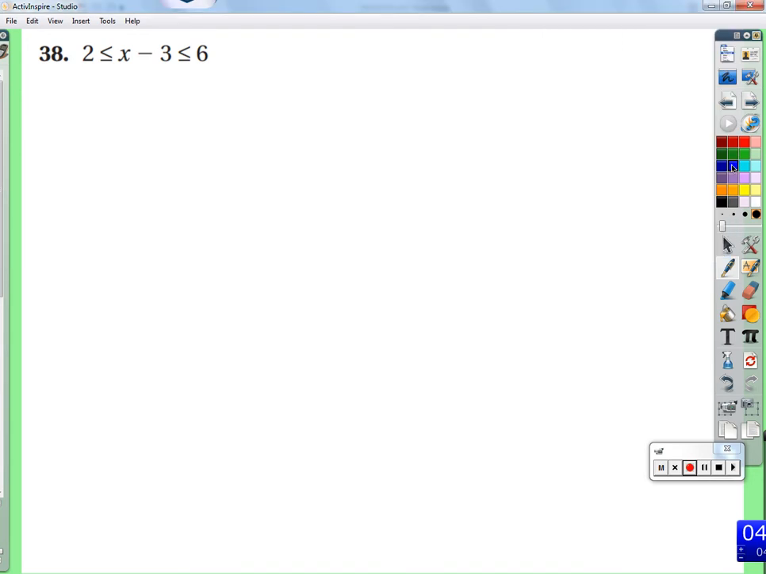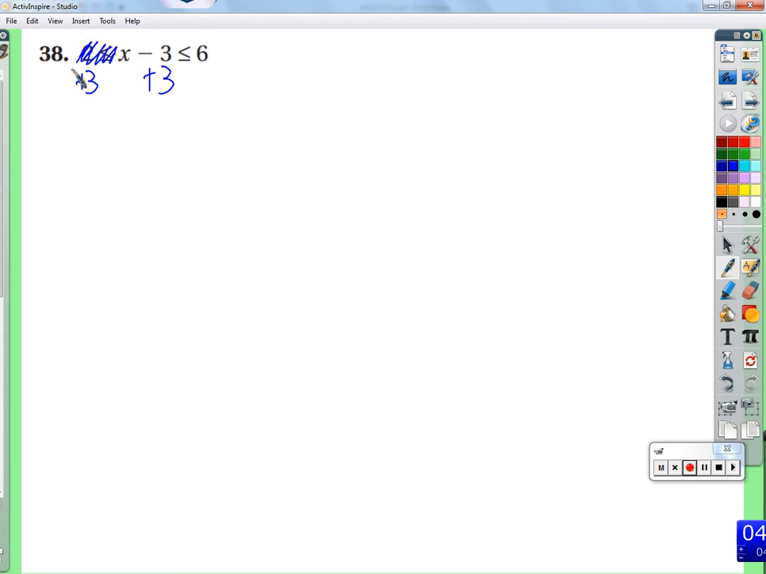So we're going to solve this. Really, this is just two inequalities that have been mushed together to save ink. Because x minus 3 can't be between 2 and 6. It can be bigger than 2 and less than 6 at the same time. We're going to scribble that out. Realize that that's one of the inequalities. If I want to solve this inequality, what would I do? Plus three.